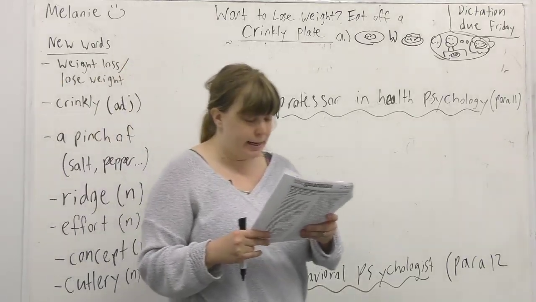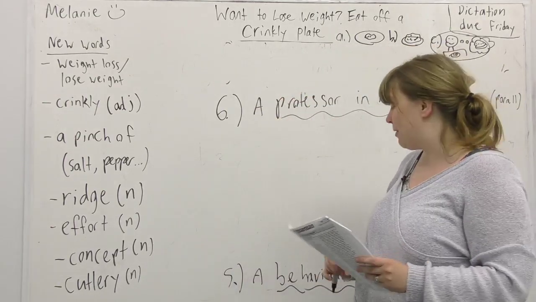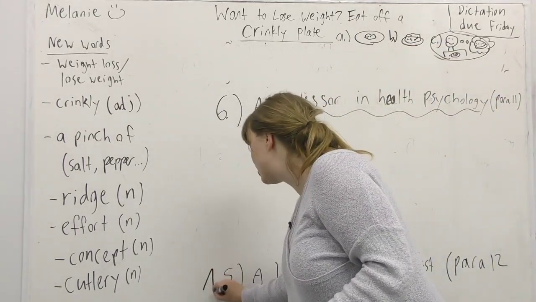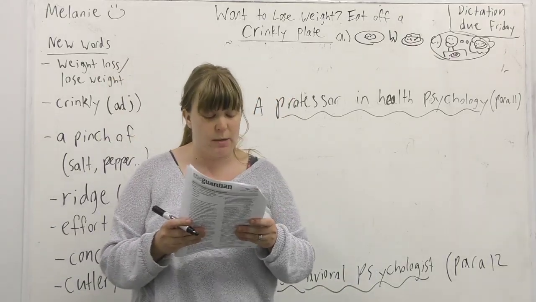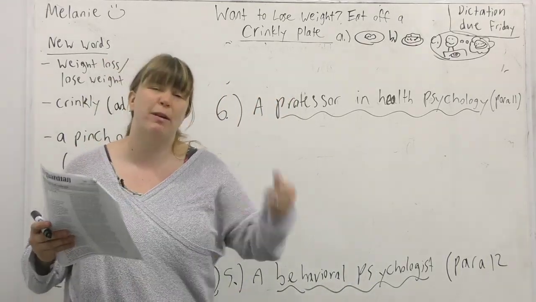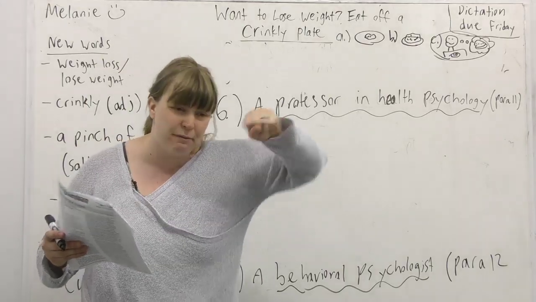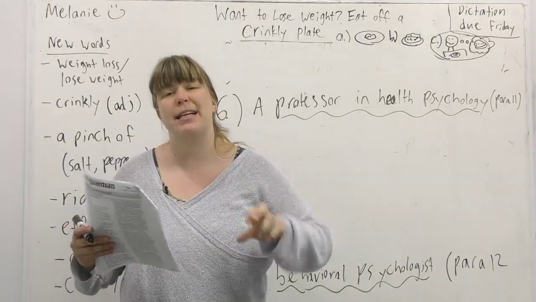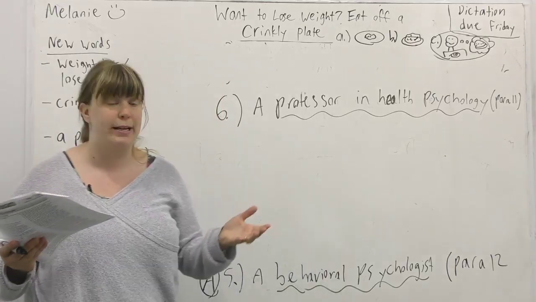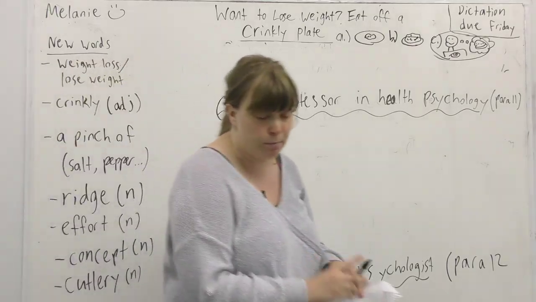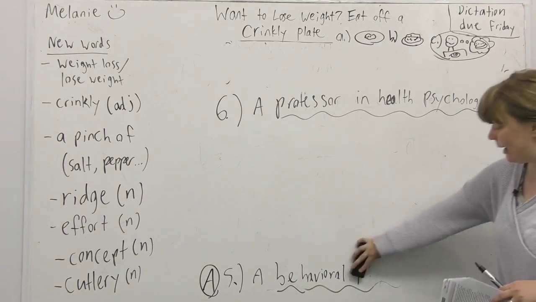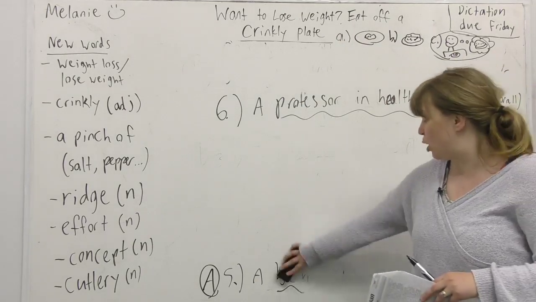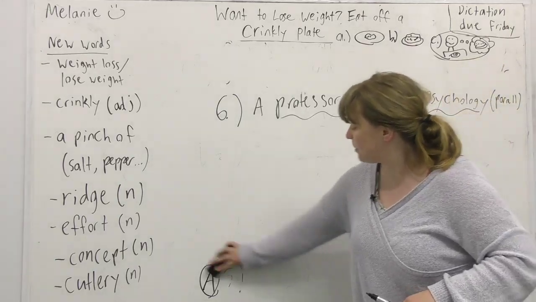All right, I see somebody has written A for number 5, and that is correct. Good, A. So basically, crinkly plates might make people annoyed with their meals because of the food that falls into the ridges, and it makes eating really difficult and annoying. That is a potential danger of this for sure. You do have to watch out for that. All right, and I'll give you a few moments to look for number 6.